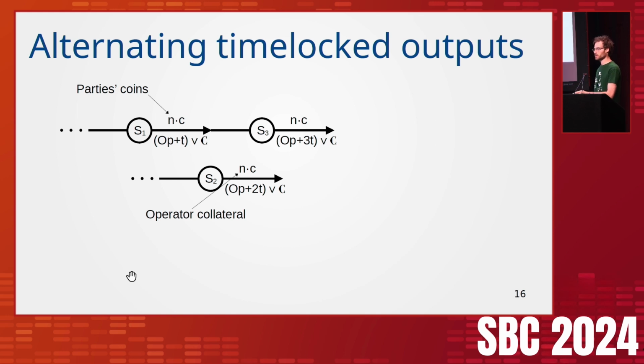Later, when S2 expires, you see the next output that expires is S2, because the time lock of S3 is 3T. When S2 expires, when its time lock expires, the operator moves on to spend that output. So it alternates spending between one and the other. And this is the normal state of affairs.